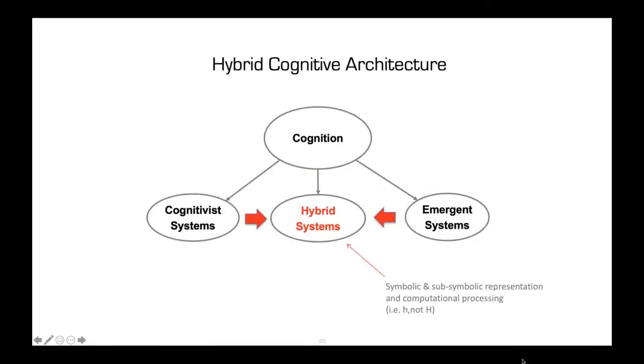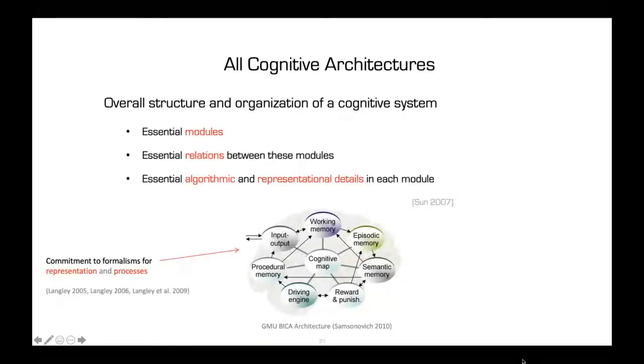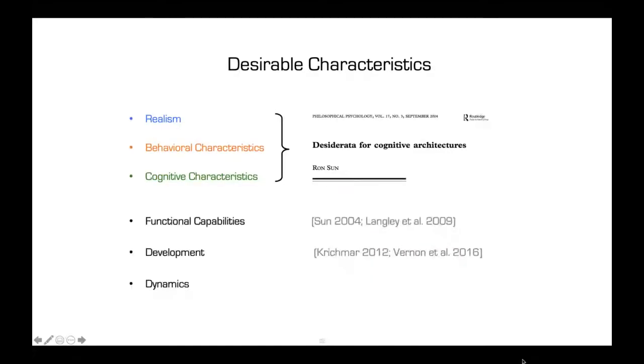And then just as we had hybrid systems with the paradigms of cognitive science, so too we have hybrid cognitive architectures. But here I'm just alerting you again that it's little h rather than big H hybrid. And all cognitive architectures of both the cognitivist and the emergent paradigms must all identify what modules are in the architecture, the relations between those modules, and specifically, and this is very important, it's often left out, the algorithmic and the representational details. Without these, you do not have a cognitive architecture, you simply have a boxology. So you need to commit to algorithmic and representational details. And this is something that's been emphasized for the past 14 years by Ron Sun.